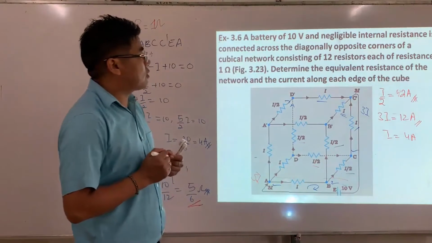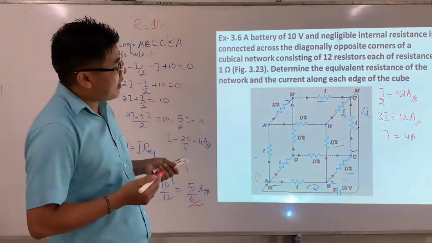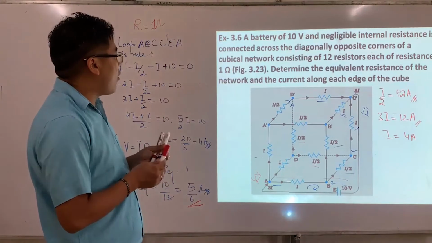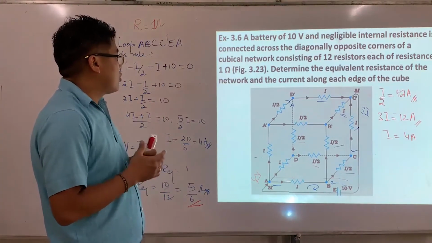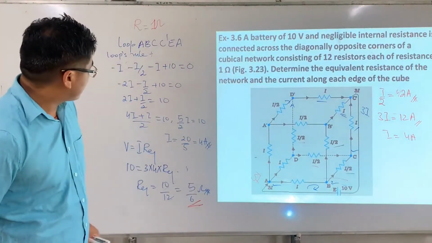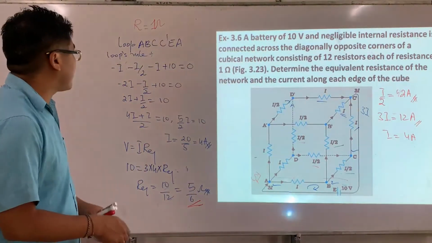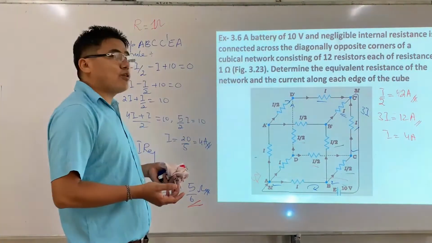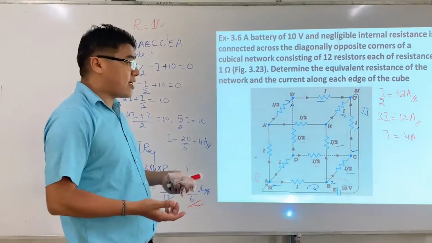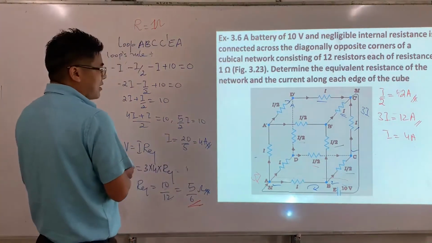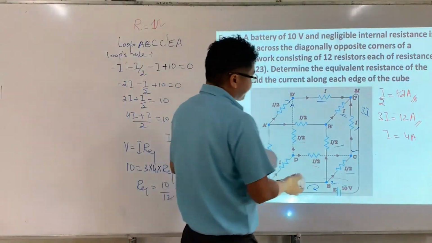Some branch having 2A, another branch having 12A, and another branch again having 4A. This is how we are going to find out current as well as equivalent resistance. Alright, so this is what we have. Very simple. If we don't use Kirchhoff's rules and just go on with series and parallel, this becomes very complicated. Okay, so this is what I have.